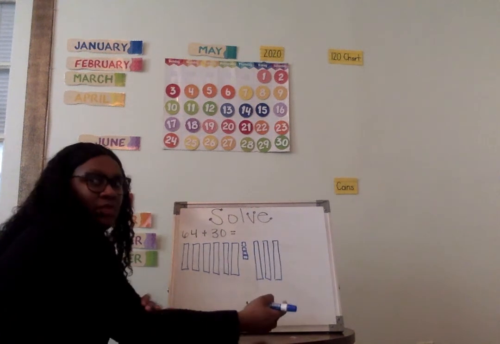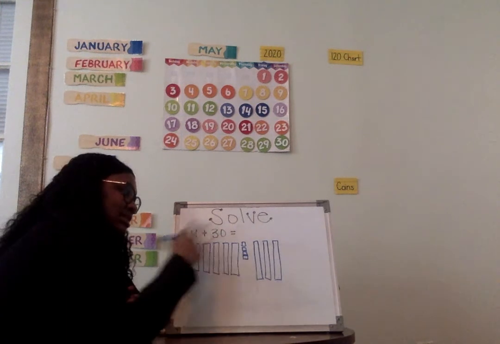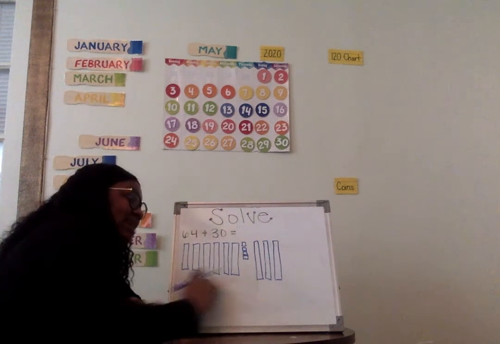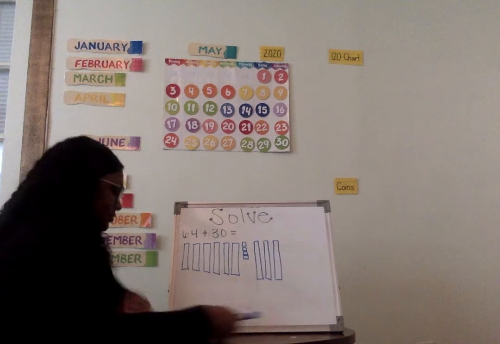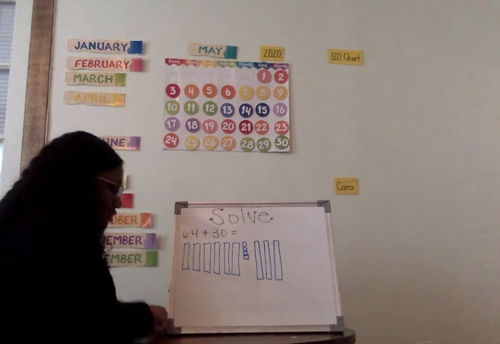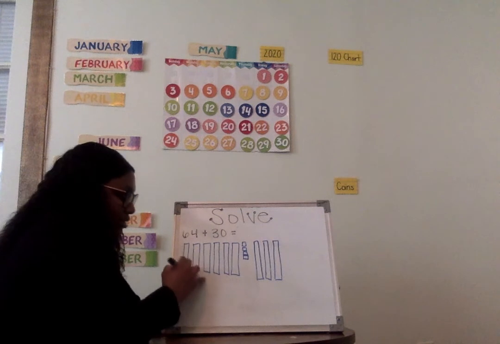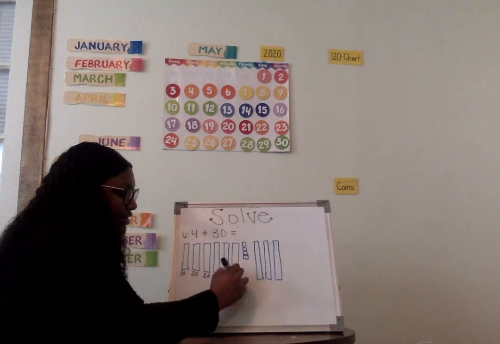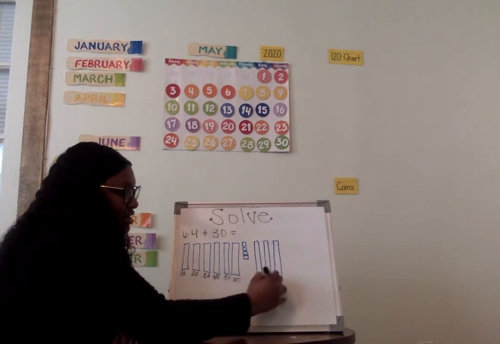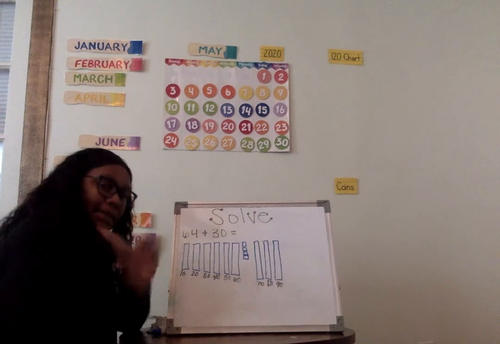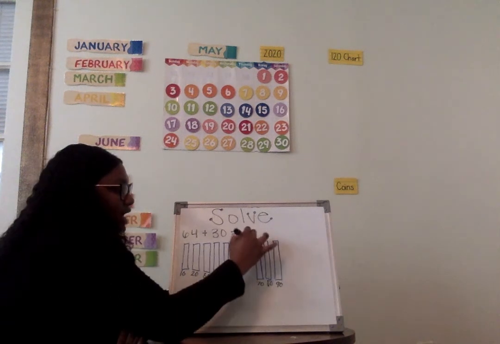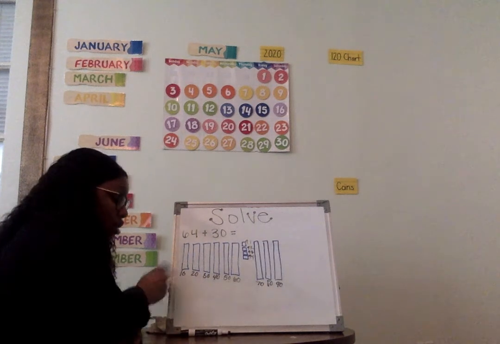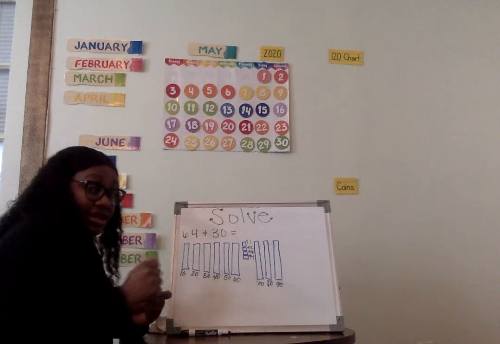What strategy do you think I need to do in order to count my 64 plus my 30? That's right. I should count my tens first and then go back to my ones. So, let's go ahead and count to see if we get the same answer. Count with me. 10, 20, 30, 40, 50, 60, 70, 80, 90. Stop. Switch. Count by ones. 91, 92, 93, 94. Whoa. So 64 plus 30 is what?